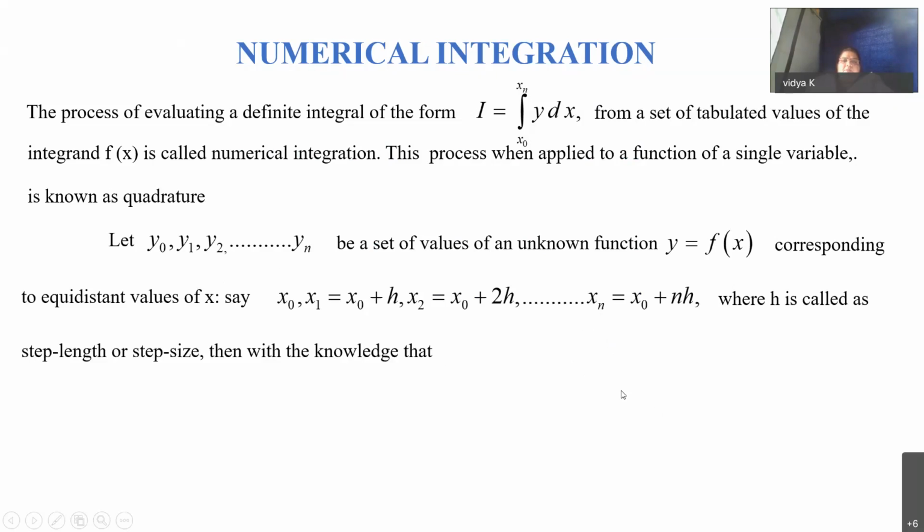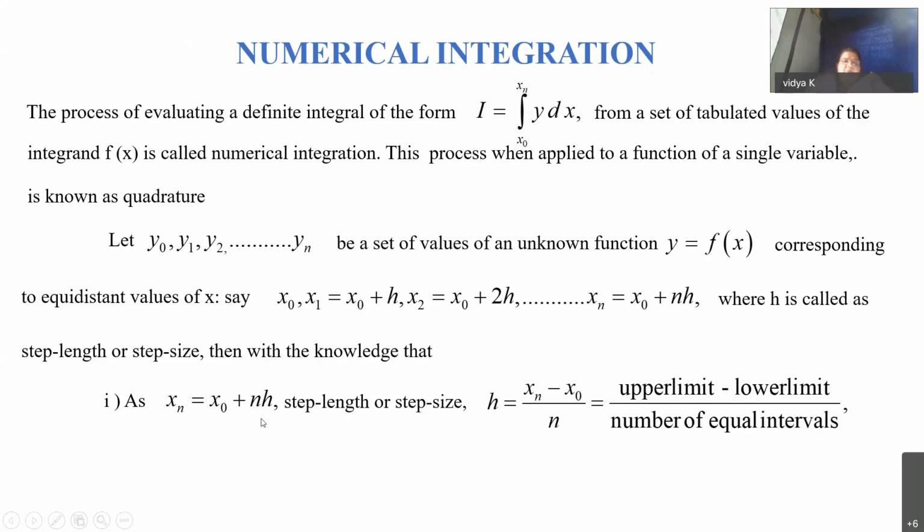Here the step length should be the same, and we have to take certain conditions here by knowing certain things. What is it? Xn equal to x naught plus nh. How to find h? You rearrange this. Xn in terms of x naught is x naught plus nh because they are at equidistance. Now rearrange this equation for h. What is it? Xn minus x naught by n.